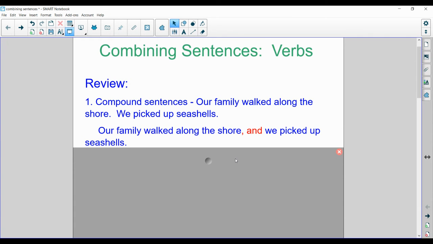When I join those two sentences, I take the whole sentence, I drop the period at the first one, I replace it with a comma and put in the word and then put my next sentence. Our family walked along the shore, comma, and we picked up seashells. Remember that when you join the second sentence, we have to make this first letter lowercase unless it's a proper noun, then it stays an uppercase letter.